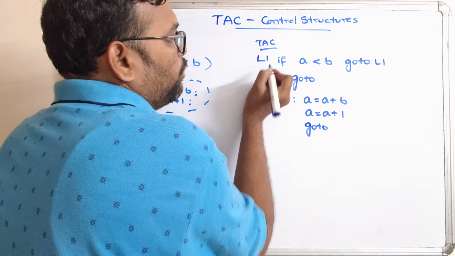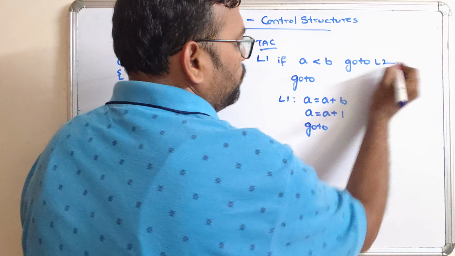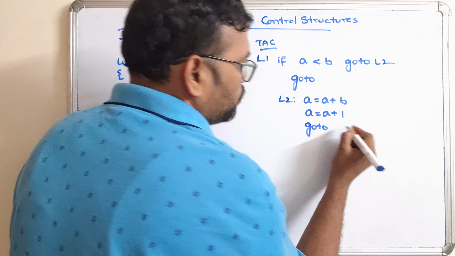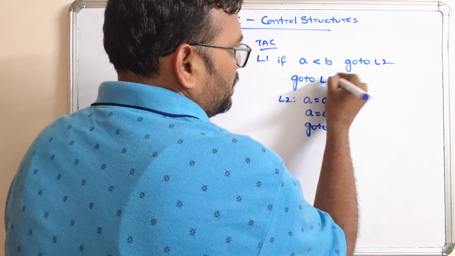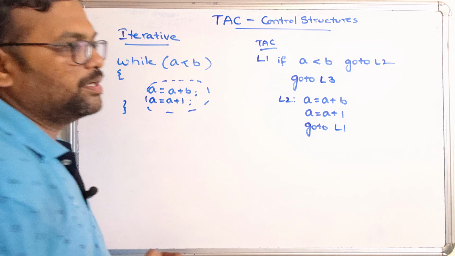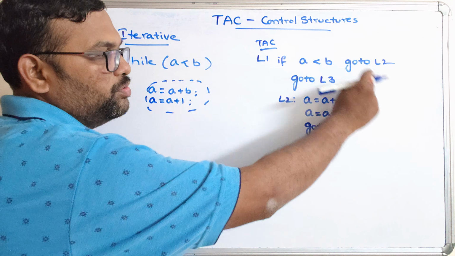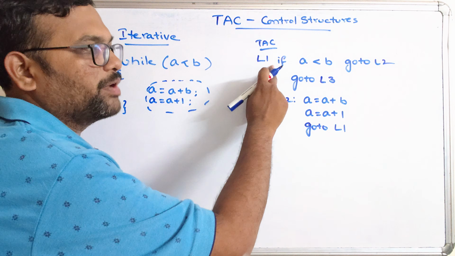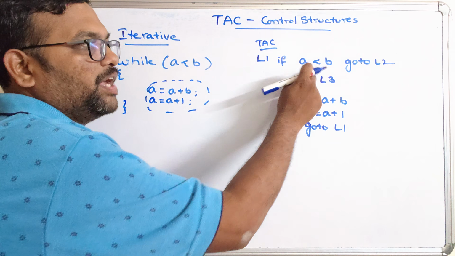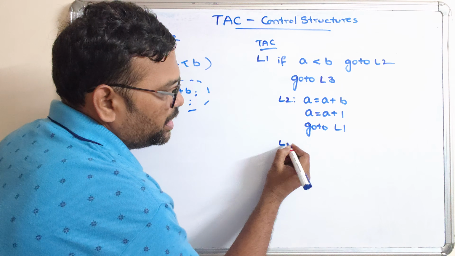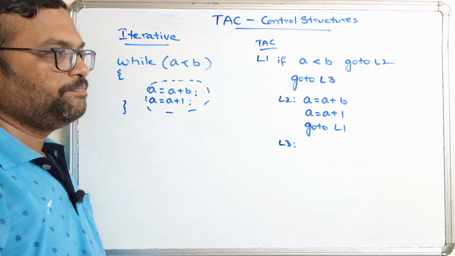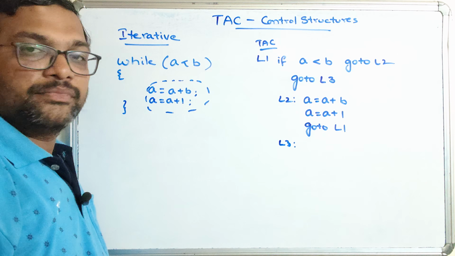see here I'll write L1, and here I'll write L2, and here L3. So go to L1. This implies whenever this condition is true, it will execute, and again it will go to L1. So this will be repeated. And if the condition becomes false, it goes to L3.